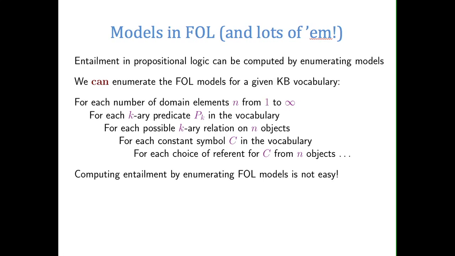Okay, so for each k-ary predicate p sub k in the vocabulary, for each possible k-ary relation on n objects, for each constant symbol c in the vocabulary, for each choice of referent for c from n objects, and so forth. And what's more, what if one of these variables is a number, and even if it's an integer, it could have basically up to the max int value, and in the real world even more, so it's just a lot. So we're probably not going to be doing model checking in first order logic. So that's a little bit of introduction to first order logic and syntax and its meaning.